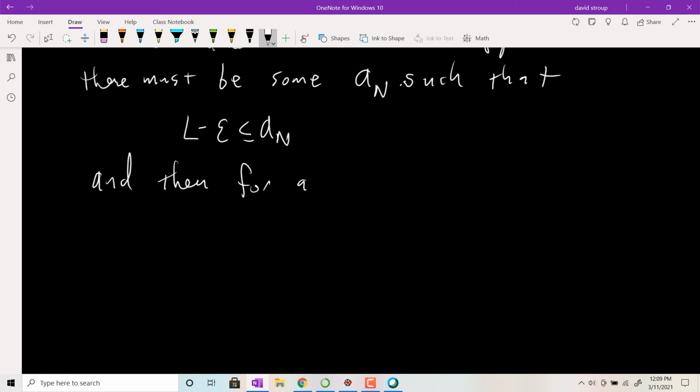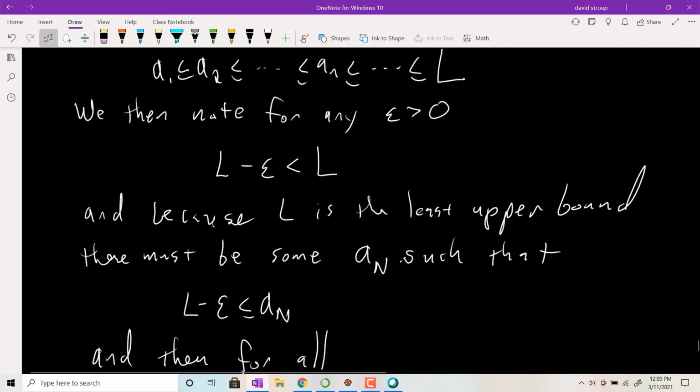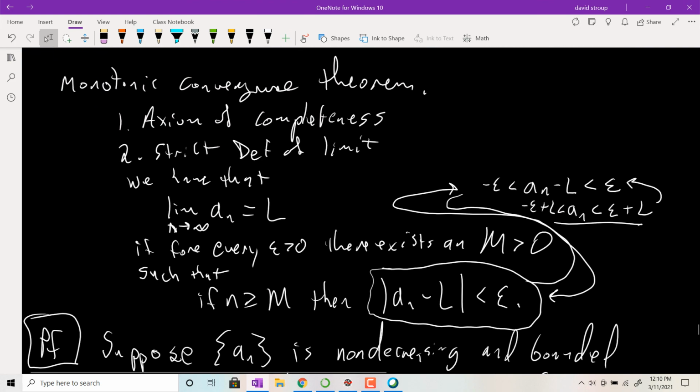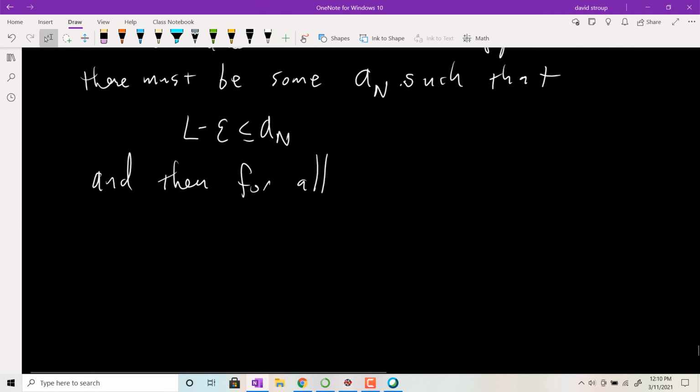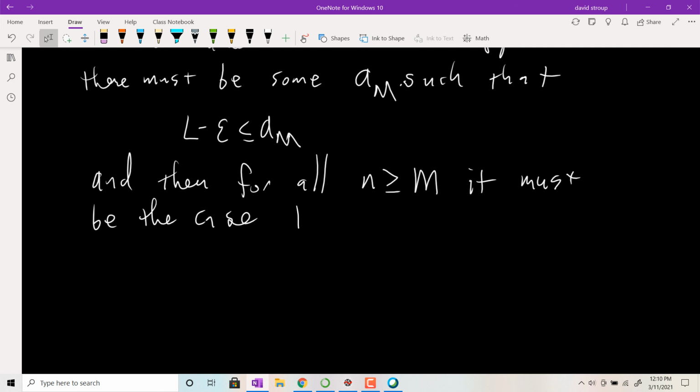And for all, and this is why I probably should have used different letters, I should have used big M. Let me use big M. So for all n greater than or equal to big M, it must be the case that we have L minus epsilon less than or equal to a sub big M, and then that will be less than or equal to a sub n for all n bigger than big M, because this sequence was non-decreasing.